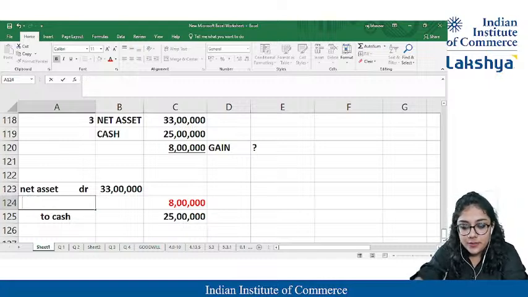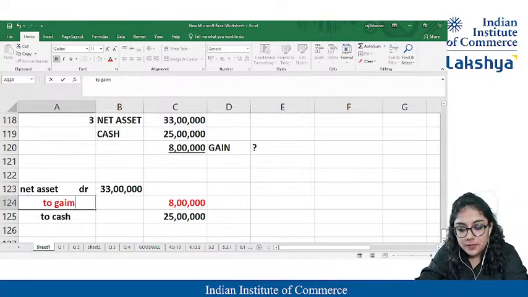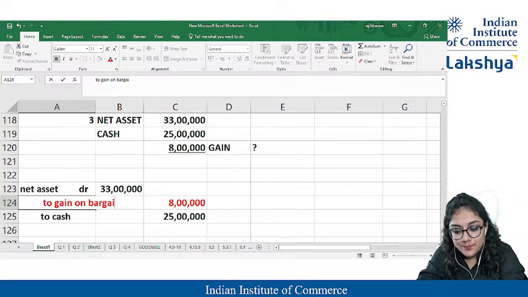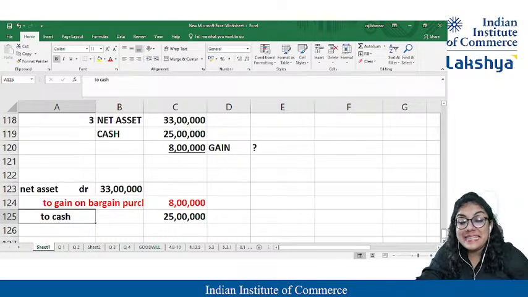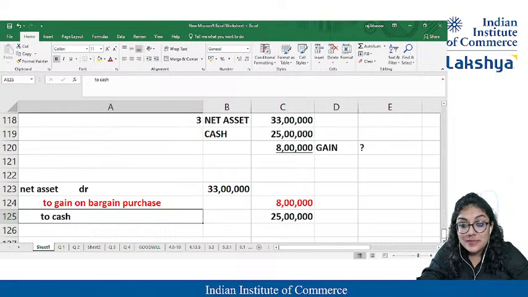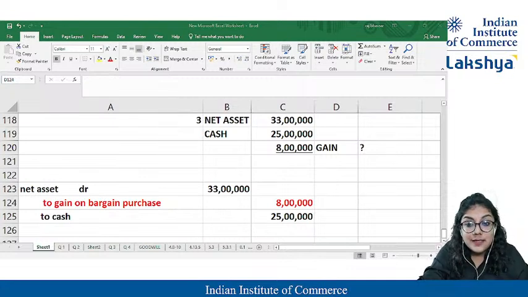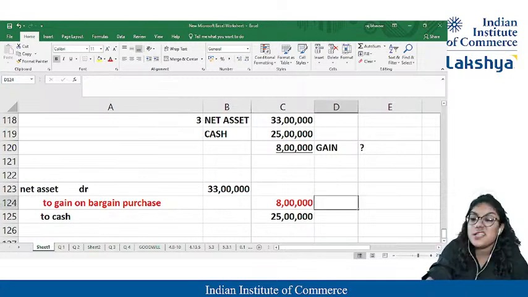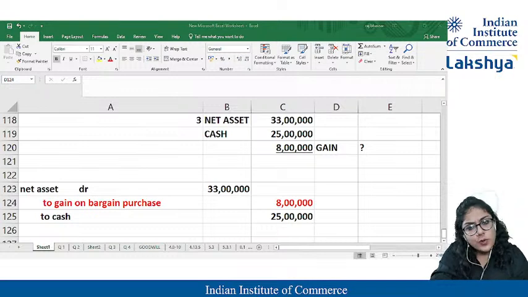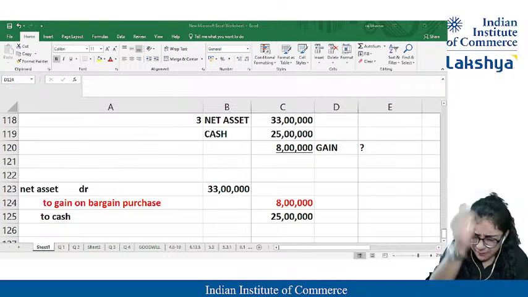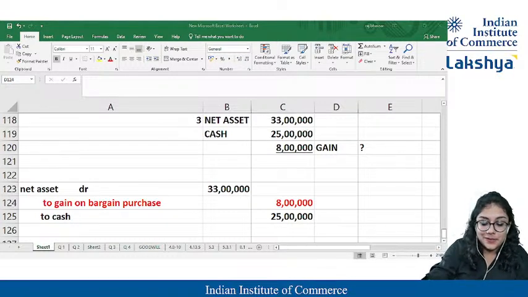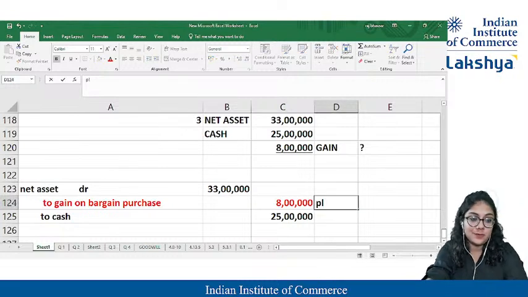Gain on bargain purchase. Means you are purchasing something and you are getting some gain on bargain purchase. So that is known as gain on bargain purchase. If this is a gain, that is a negative goodwill. Yes, it's a negative. So what should we do? We should charge immediately this gain into P&L account. It is immediately booked into P&L account.